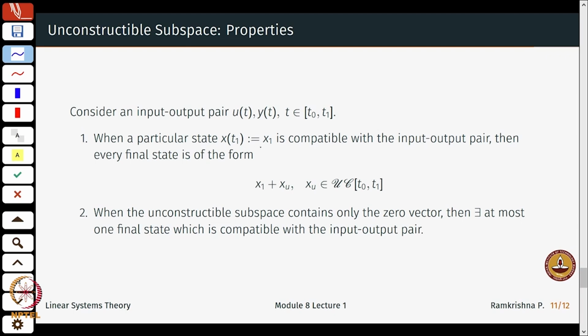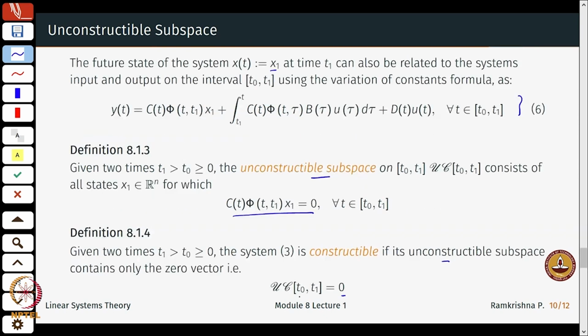So, when a particular state x1 is compatible with the input output pair, then x1 plus x2 is also compatible. Okay. And then when the unconstructible subspace consists only of the 0 vector, then x1 is unique. Then there exists at most one final state which is compatible with the measurements that we do between this interval, the measurements y and then the inputs u, which are also measurable. So, this was a brief introduction to the characterization of observability and constructibility.